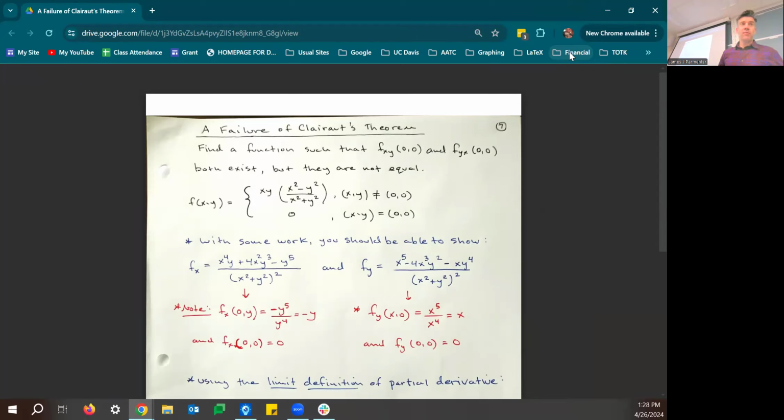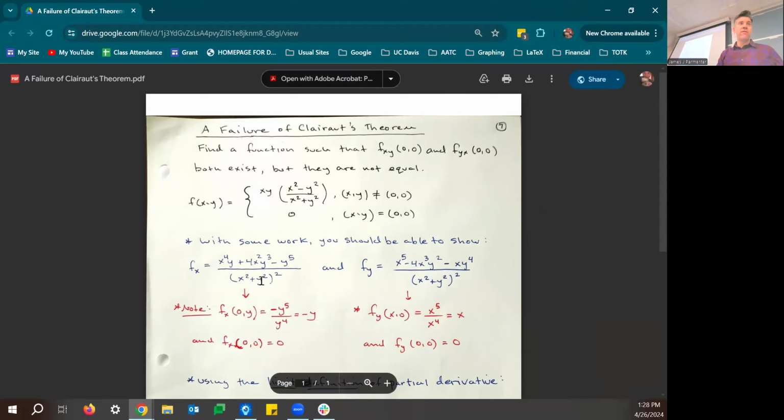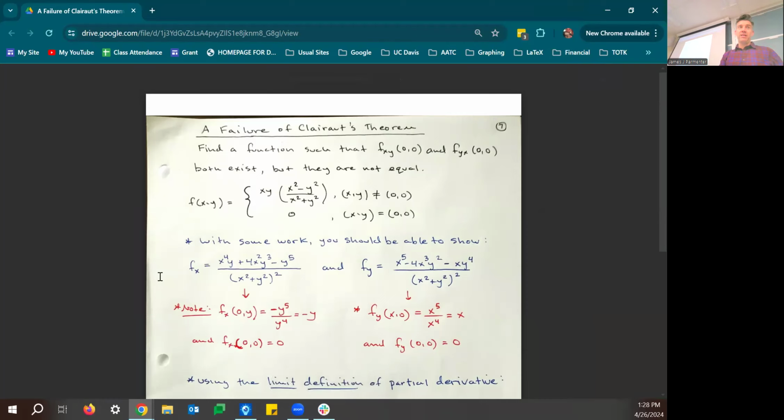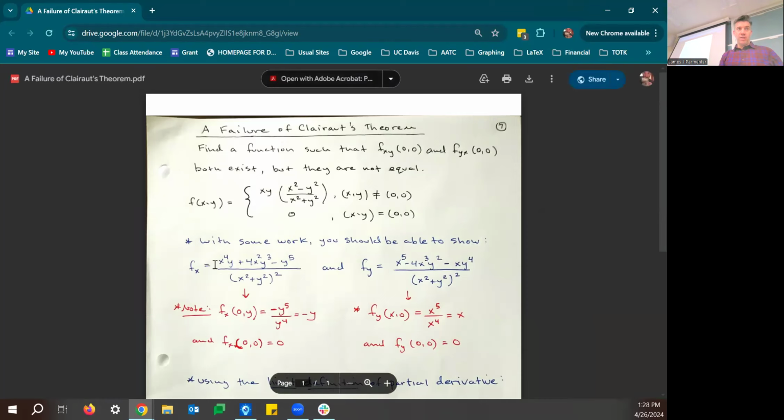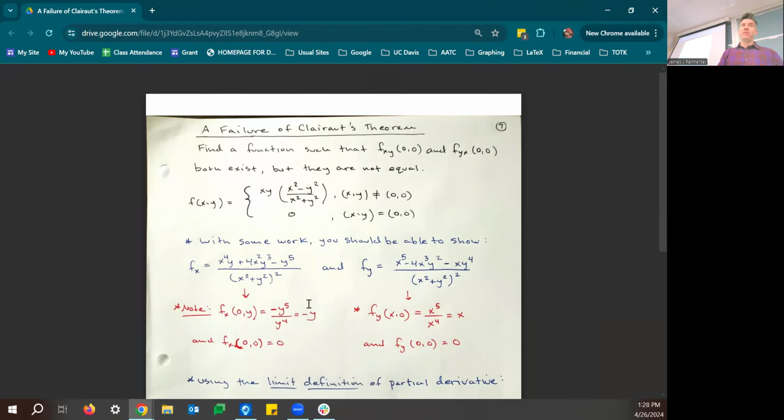So this function takes a bit of work, but if you do it, you can find that the partial with respect to x is equal to this monstrosity, x to the fourth y plus 4 x squared y cubed minus y to the fifth, all over x squared plus y squared, using the quotient rule. And similarly, you can find f_y is equal to x to the fifth minus 4x cubed y squared minus x y to the fourth over x squared plus y squared. And if you plug in 0, y here, you get negative y.